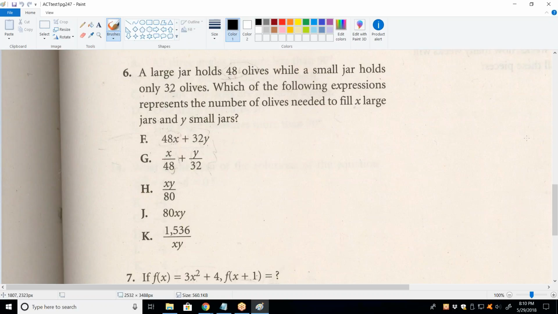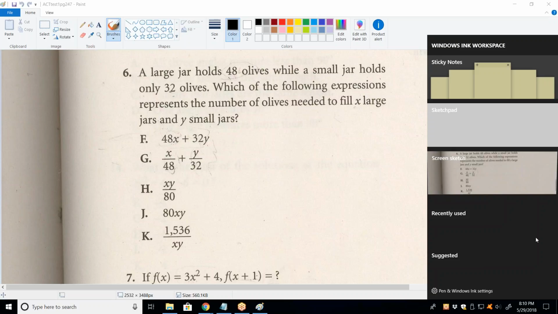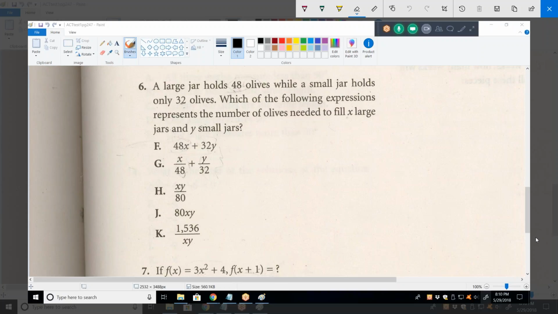Number 6. I feel like it should just be F. Yeah, this is fairly straightforward. A lot of these problems aren't this easy. In other words, this has only multiplication in it. There's no division needed. But this problem illustrates something that I want to go over.